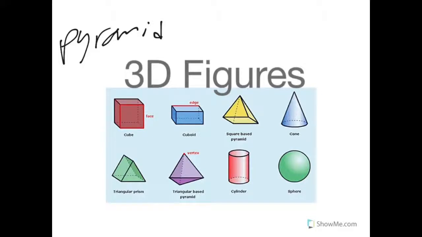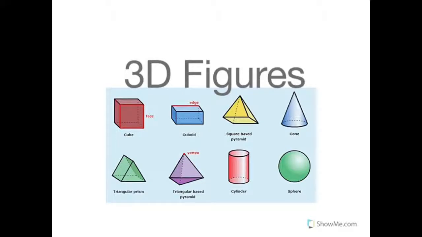Pyramid. Pyramid has one polygon-shaped base. Okay, so one shape is the base. And 3 or more triangular faces that share a vertex. So, for example, here you have the triangle down below, and then they all meet at the same vertex. Here you have, looks like a parallelogram square below, 4 edges that meet at the same vertex.